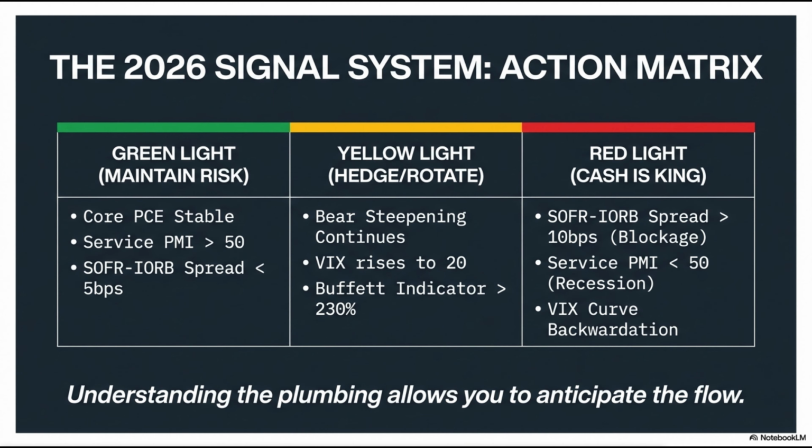So, how do we trade this? Here is your 2026 action matrix. Green light, maintain risk if core PCE is stable and services PMI stays above 50. Yellow light, hedge and rotate if the bear steepening continues or VIX hits 20. Red light, cash is king if the SOFR IORB spread widens past 10 basis points again or if VIX goes into backwardation. Understanding the plumbing allows you to anticipate the flow.